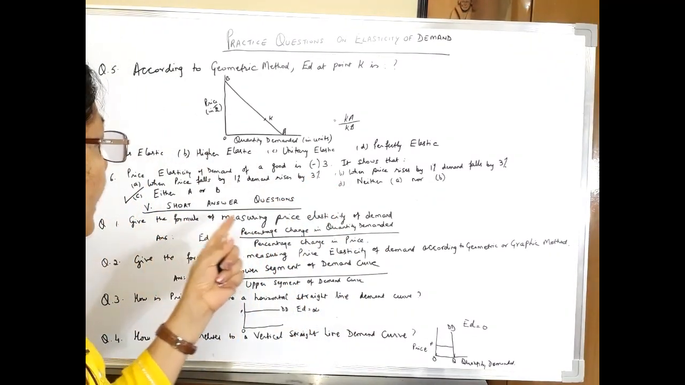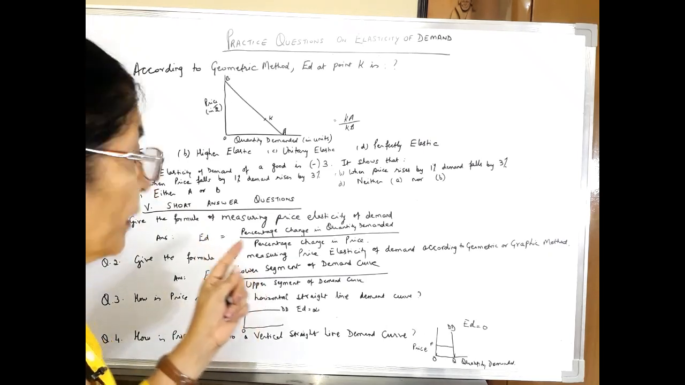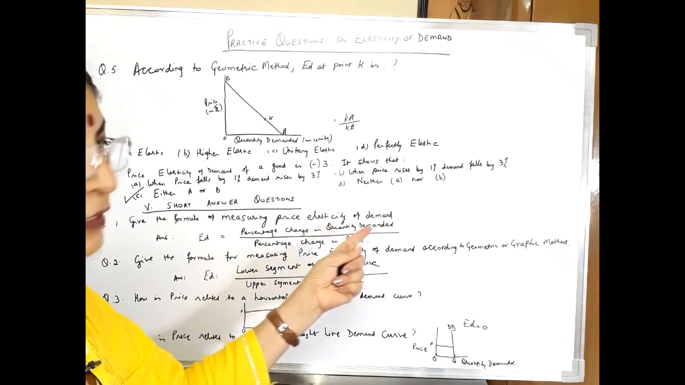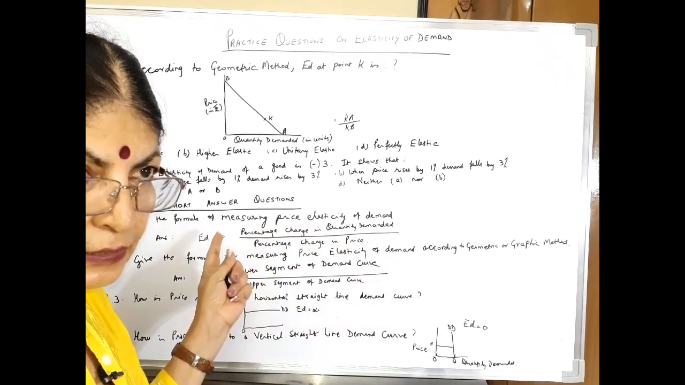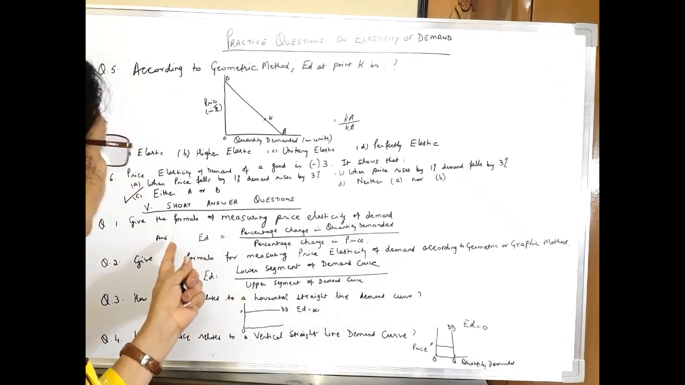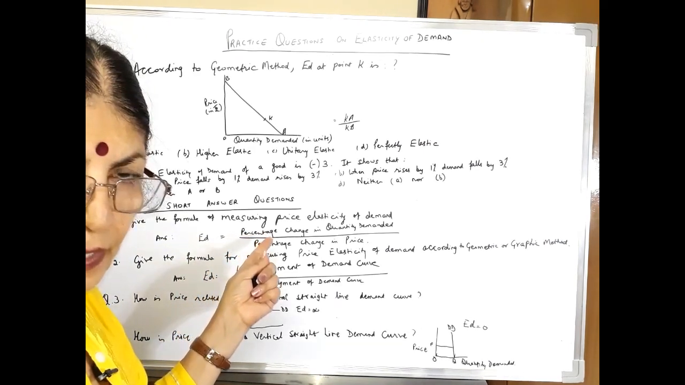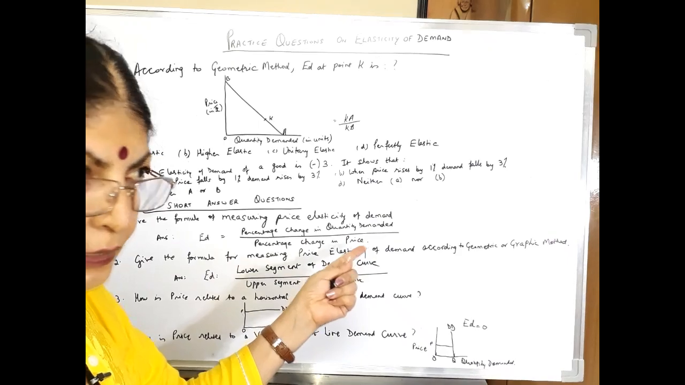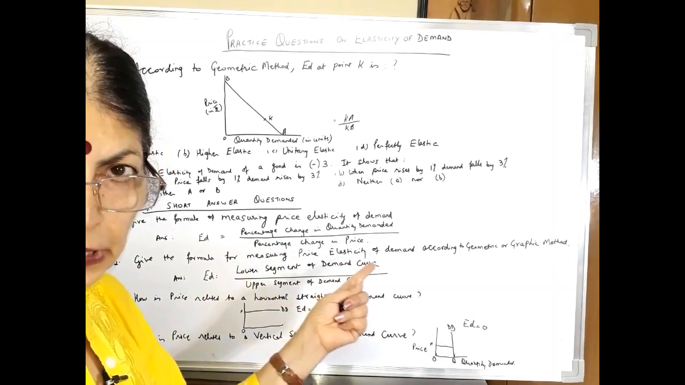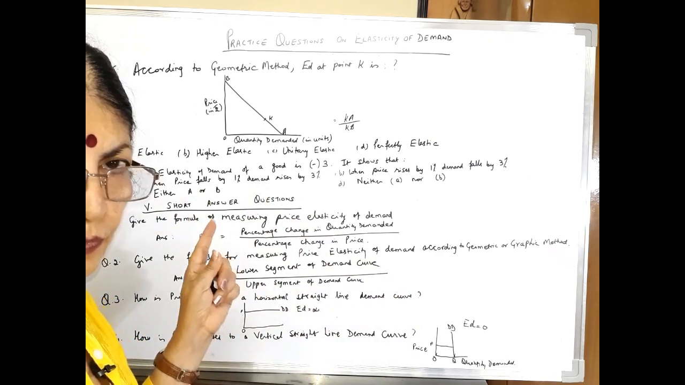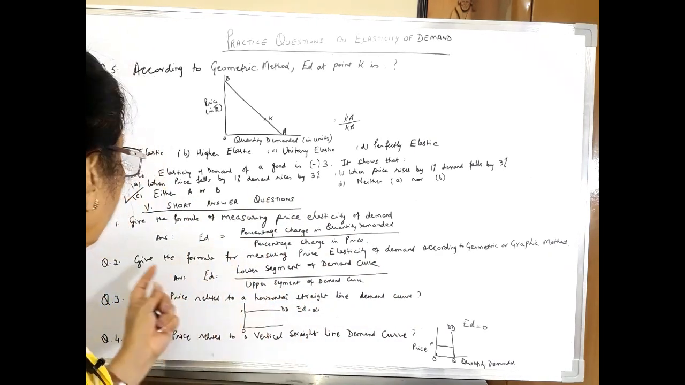Let us now start with very short answer questions. First one, give the formula of measuring price elasticity of demand. I have given this answer right here. You have the formula for calculating elasticity of demand as percentage change in quantity demanded upon percentage change in price. Of course, the further elaborations we'll do on other questions.